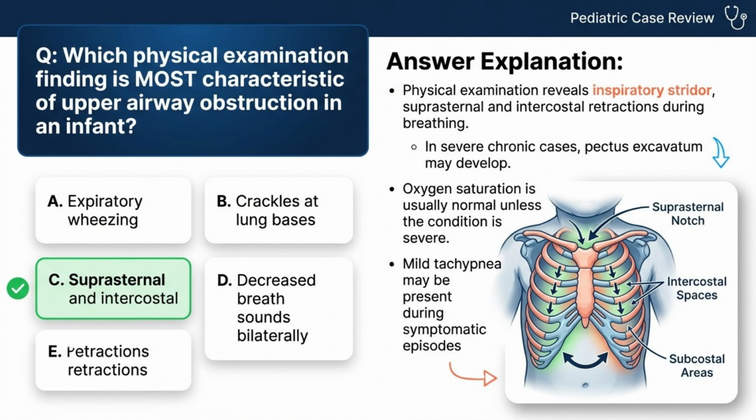The anatomical diagram highlights that significant upper airway obstruction forces the infant to generate higher negative pressure to inhale. This visibly pulls the soft tissues of the chest wall inward, causing retractions at the suprasternal notch and between the ribs. Oxygen saturation typically remains normal unless the obstruction is severe.